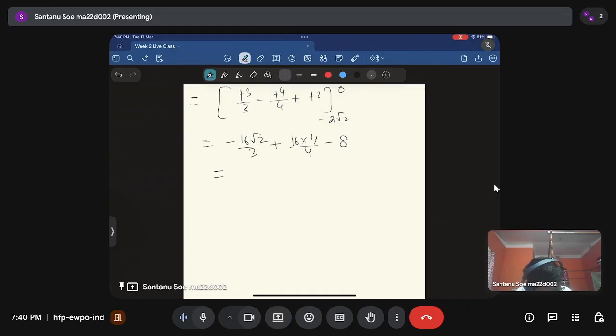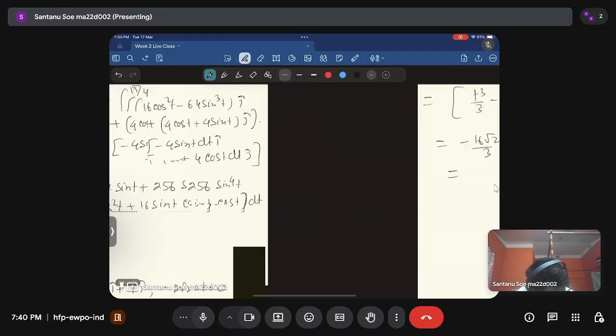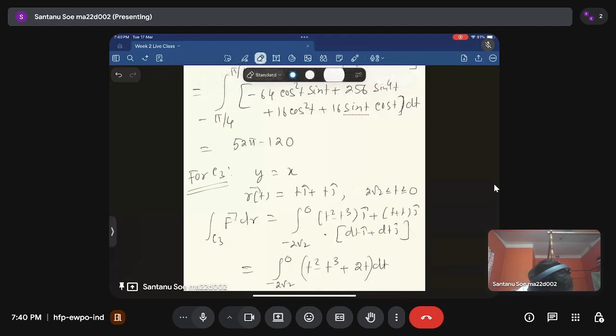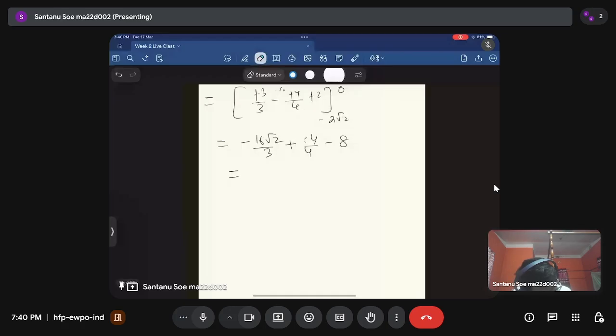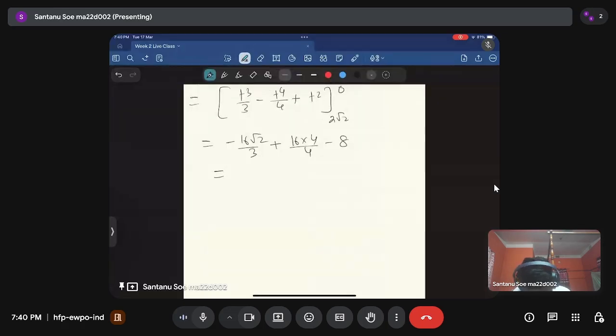So this will be for all positive, not negative. So yeah, now it's okay. So now this will be minus of 16 root 2 by 3 plus 16 minus 8. So this is minus of 16 root 2 by 3 plus 8.